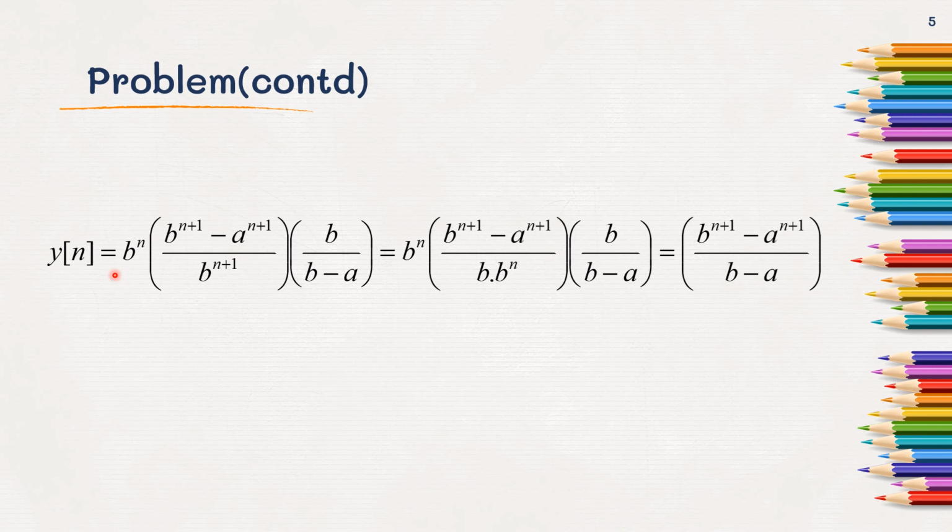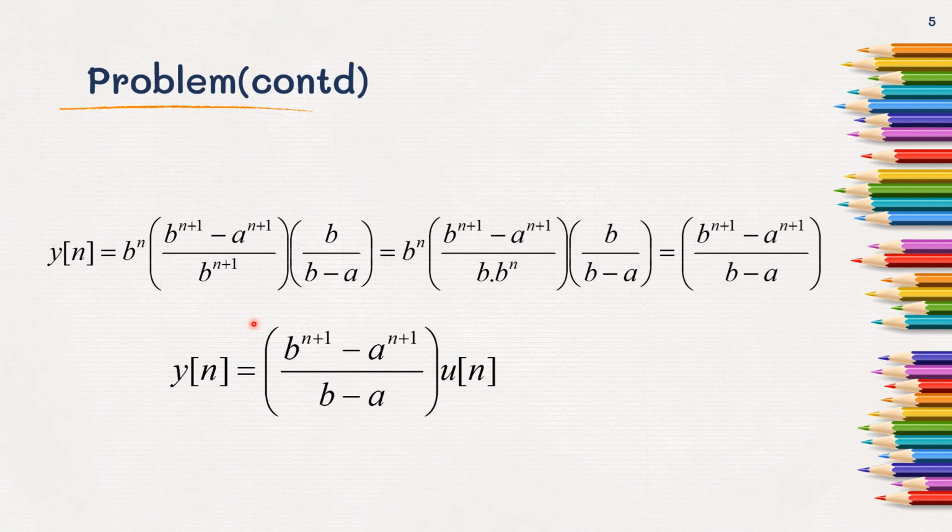Now look into the next step. This is the continuation from the previous page. So you have b power n into b power n plus 1 minus a power n plus 1 by b power n plus 1, into b by b minus a. Now this b power n plus 1 can be written as b into b power n. Am I right? Now what are the cancellations I can do? b power n and b power n get cancelled. This b and this b get cancelled. So what I have is b power n plus 1 minus a power n plus 1 by b minus a. So the answer is y of n is nothing but b power n plus 1 minus a power n plus 1 by b minus a into u of n.